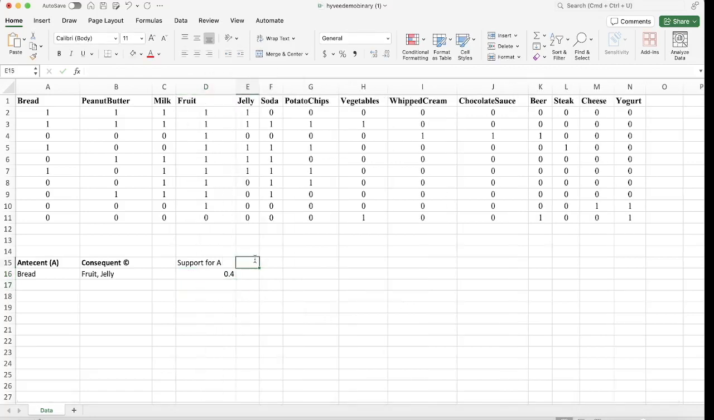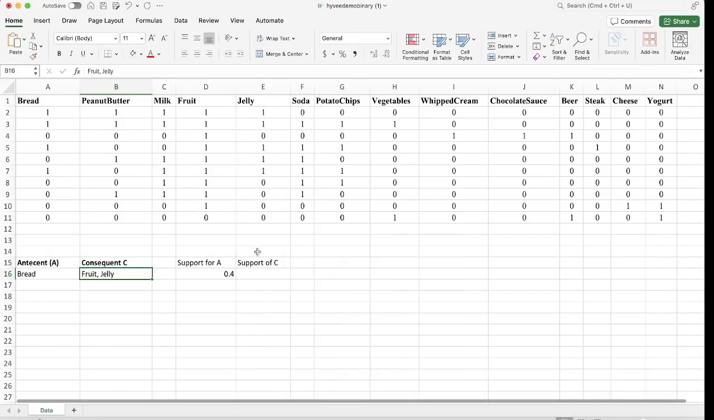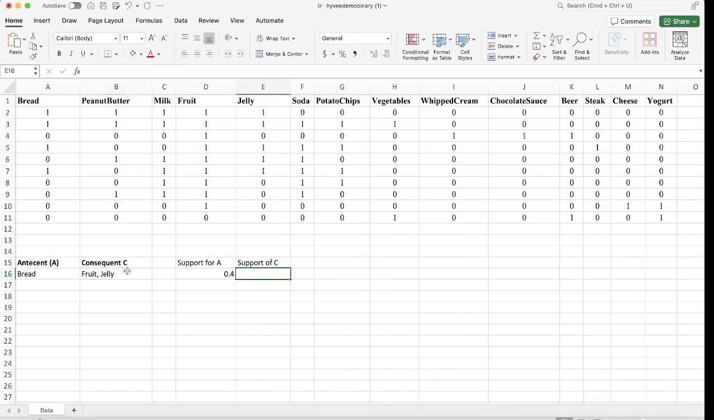And maybe I also care about the support of the consequent, C. I don't want this to be a copyright symbol, just want it to be a C. And so the support of C would be how many orders had both fruit and jelly in them. So I could look at this and say, okay, first one did, second one did, this third one did not. So I have 1, 2, 3, 4, 5. 5 of the orders had both fruit and jelly out of the total 10. And so that would be the support of each of those.